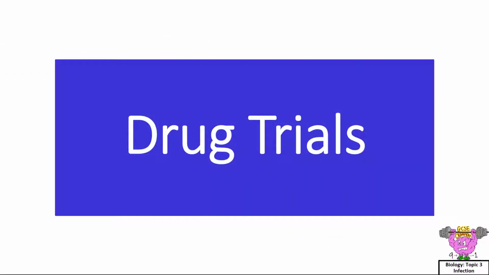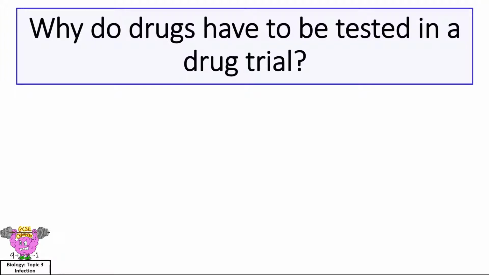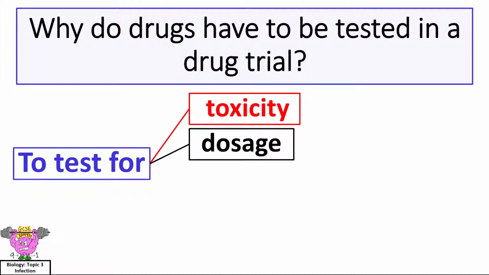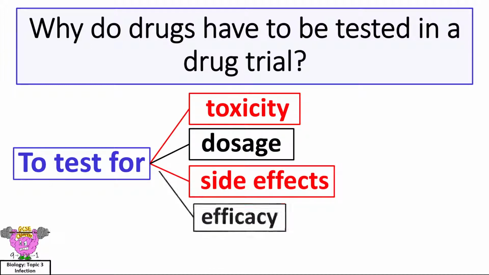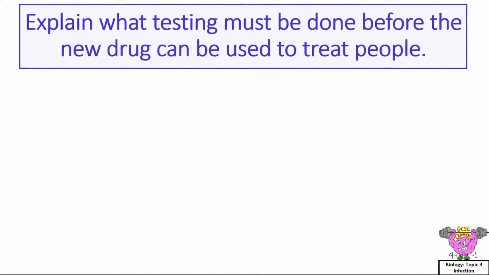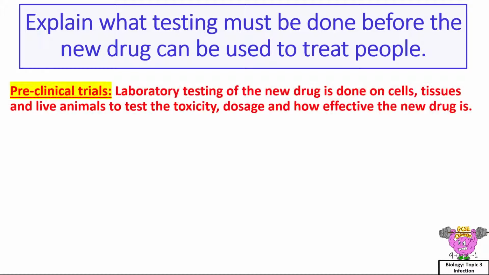Drug trials. Why do drugs have to be tested in a drug trial? To test for toxicity, dosage, side effects, and efficacy. This means how effective the drug is at treating the illness. Explain what testing must be done before the new drug can be used to treat people. Preclinical trials. Laboratory testing of the new drug is done on cells, tissues, and live animals to test the toxicity, dosage, and how effective the new drug is. Then they have the clinical trials.